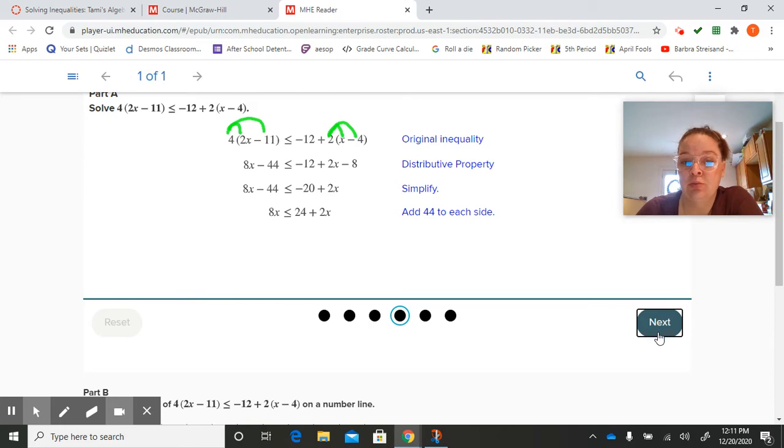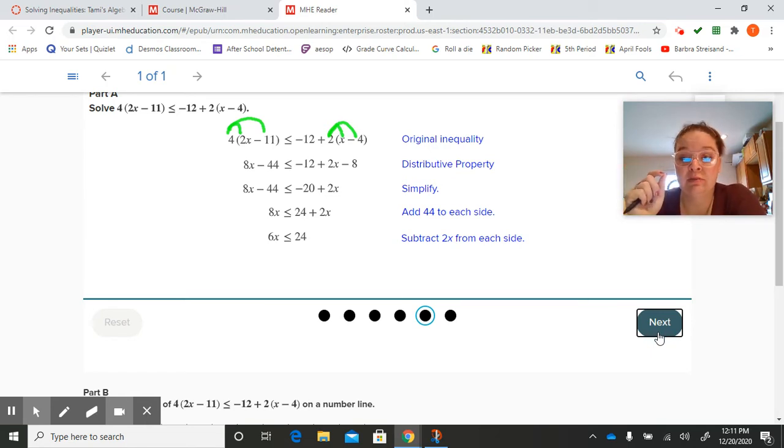Next, we add 44 to both sides because the idea is to get all of the constants onto one side and all the variables onto the other. Subtract 2x from both sides. That helps us get all the variables on one side. Now we have 6x less than or equal to 24.